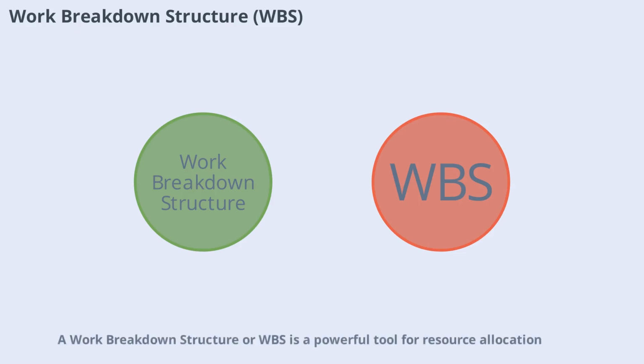Work breakdown structure, or WBS, is a powerful tool for resource allocation. It involves breaking your project down into smaller, manageable tasks. By mapping out each component, you can see exactly what needs to be done and what resources are required for each step. This clarity makes it easier to assign resources efficiently and spot potential gaps or overlaps. Let's see how a WBS can streamline your allocation process.